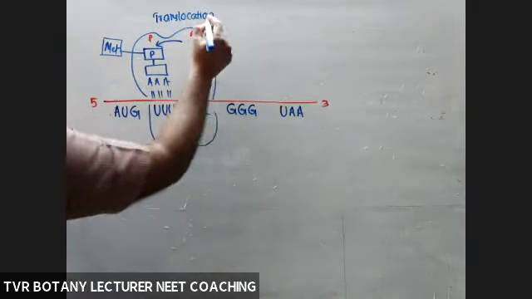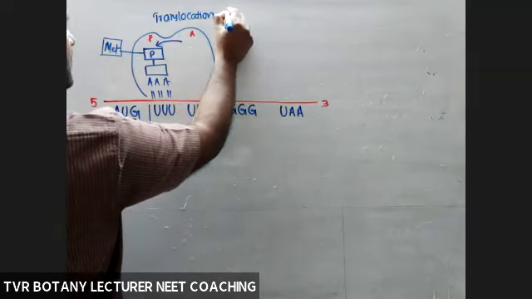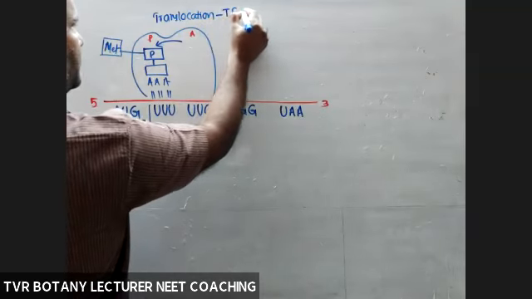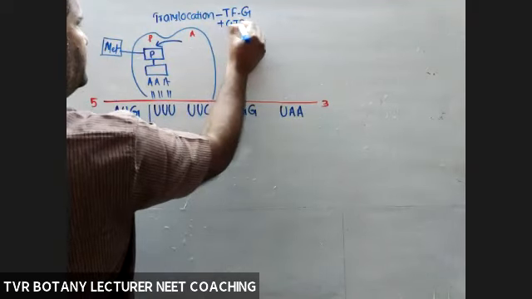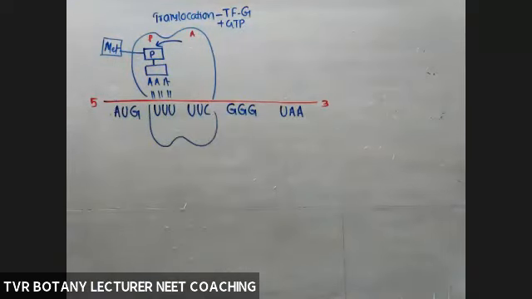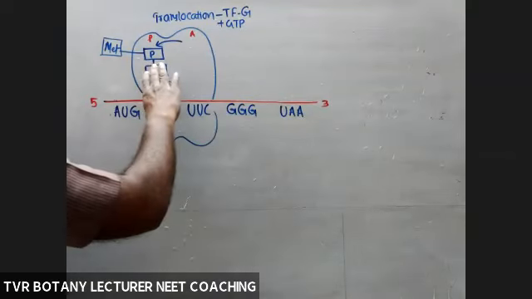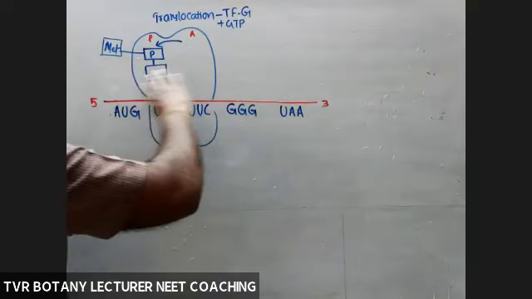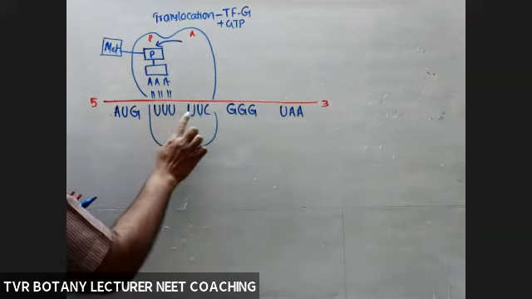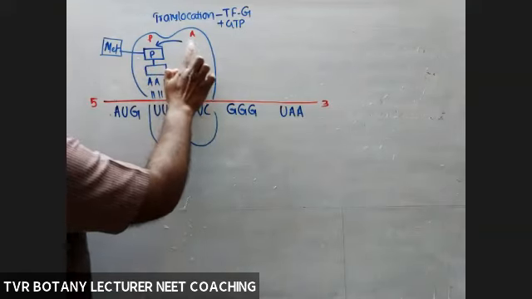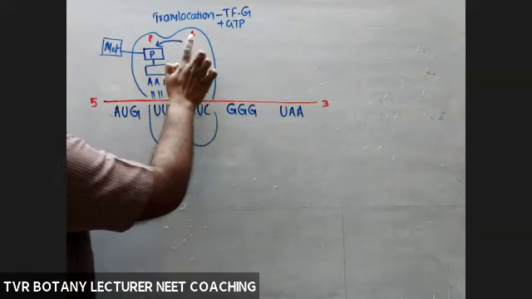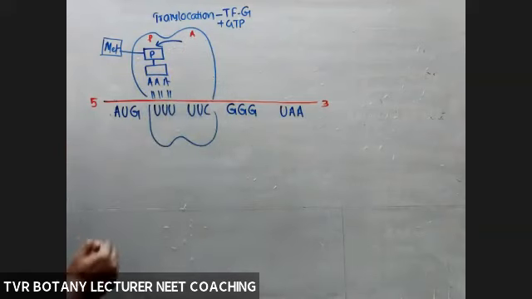Translocation. Here, a factor is required: translocation factor G is required, plus 1 molecule of GTP. So while the ribosome is moved from the second codon to the third codon, what about the tRNA molecule? It means the amino acid tRNA present in the A site is shifted to the P site.